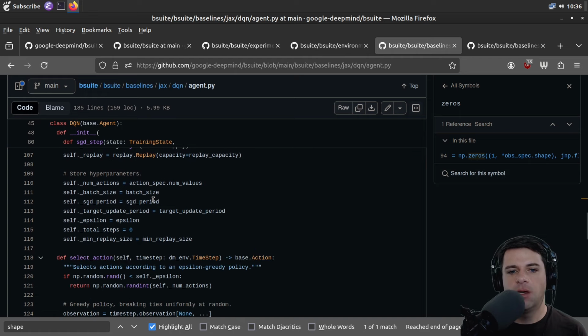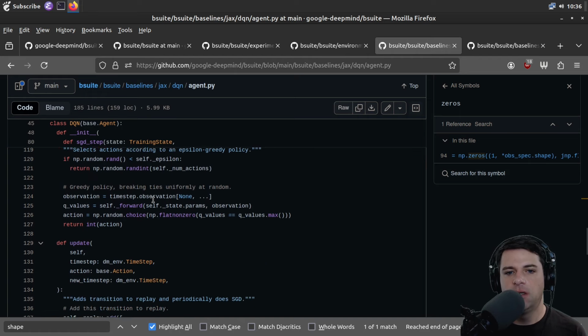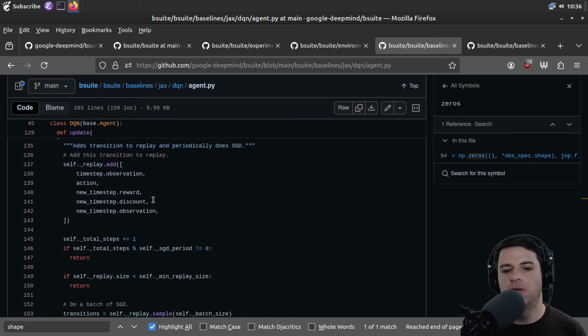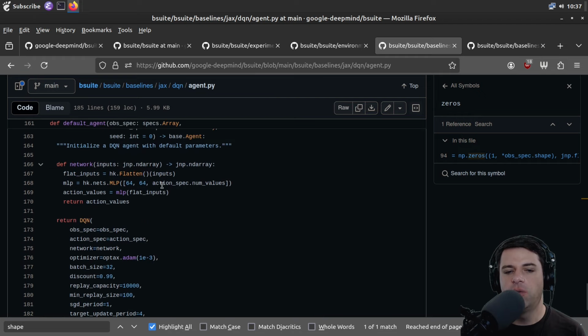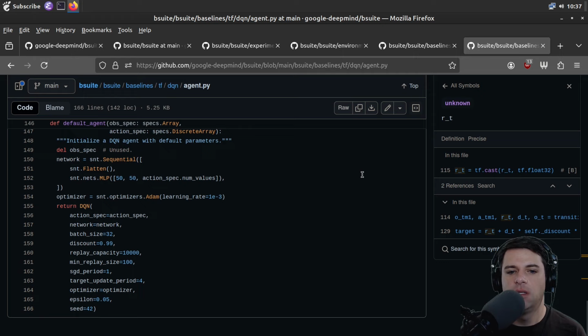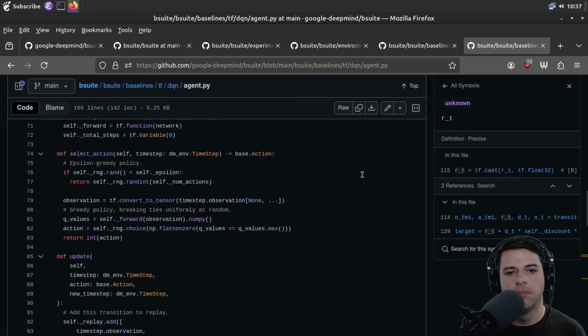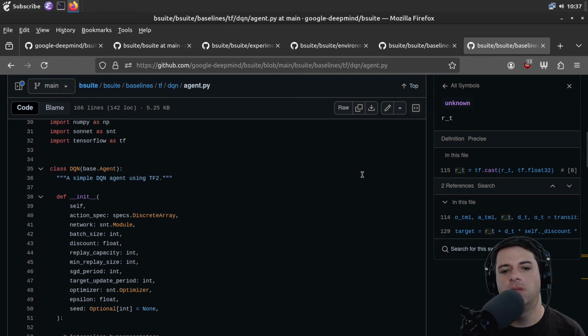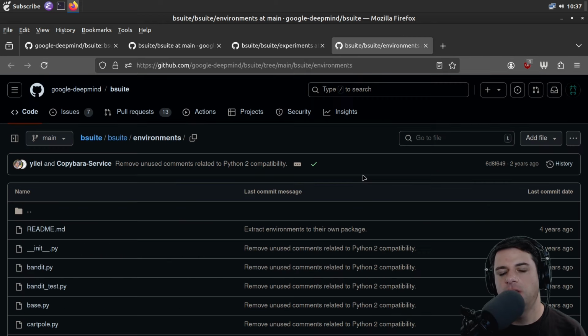Okay, so these look about equivalent to me. From a code reading perspective, I don't see why one is better than the other. They seem about equivalent. I think JAX is newer and faster.